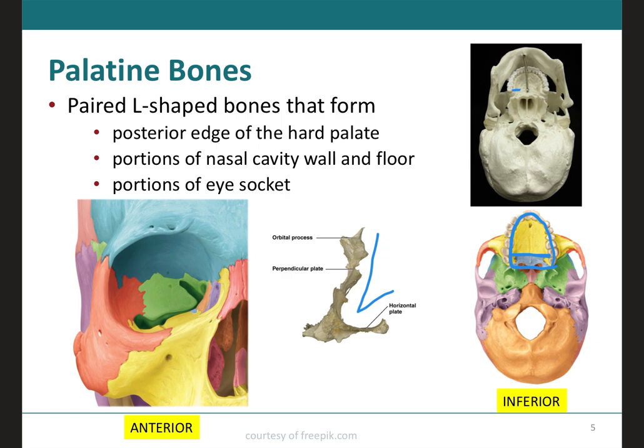As we can see from this inferior view, these holes over here are representing the nasal cavity. So you can see how it will be part of the floor of the nasal cavity. In addition, it will be part, to a small extent, of the formation of the orbit, as we can see right over here from this blue dot inside of the orbit.